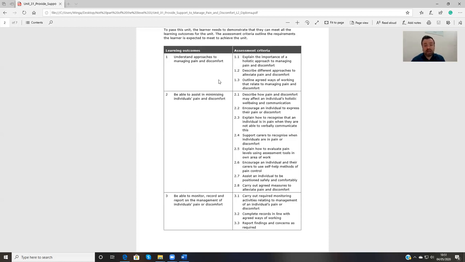2.5 wants you to explain how to evaluate pain levels using the assessment tools in your areas of work. Again, there are many alternative assessment tools. Google those. It's about finding the right ones for your customer. 2.6 is about encouraging individuals and the carers to use self-help methods for pain control.